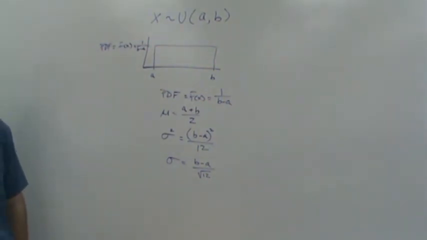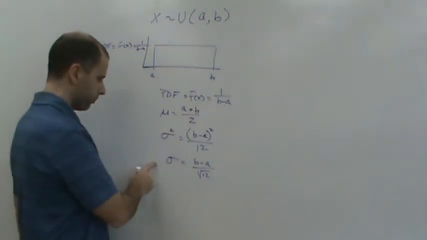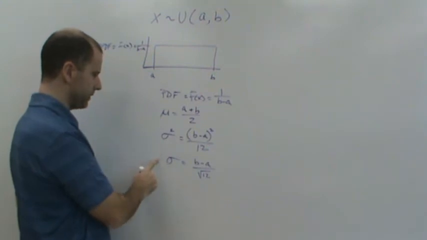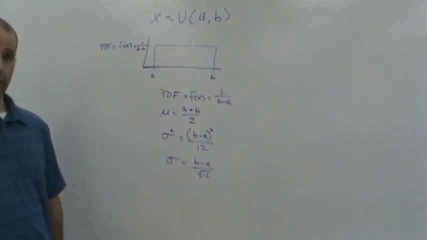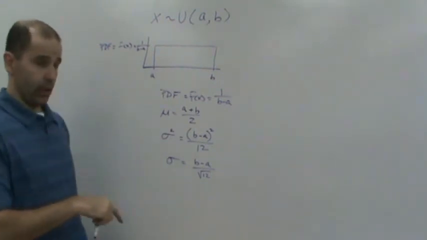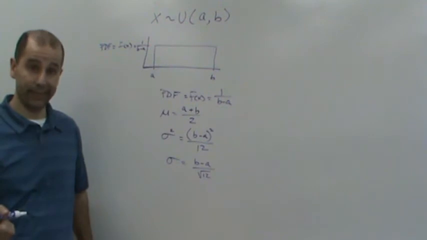Now, those are the formulas that you need to know for the mean, variance, and standard deviation, and of course the PDF function. Okay? So now, you won't need all of this, but this will help you with the formula for probability.